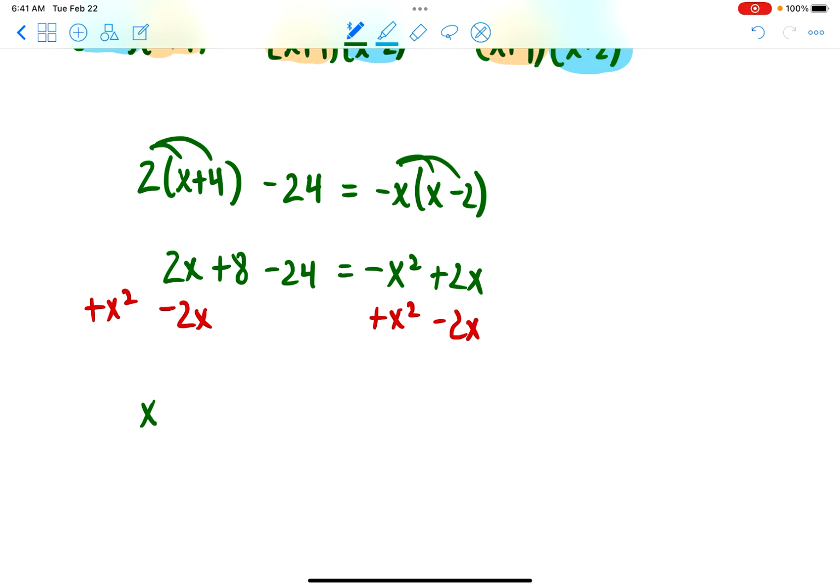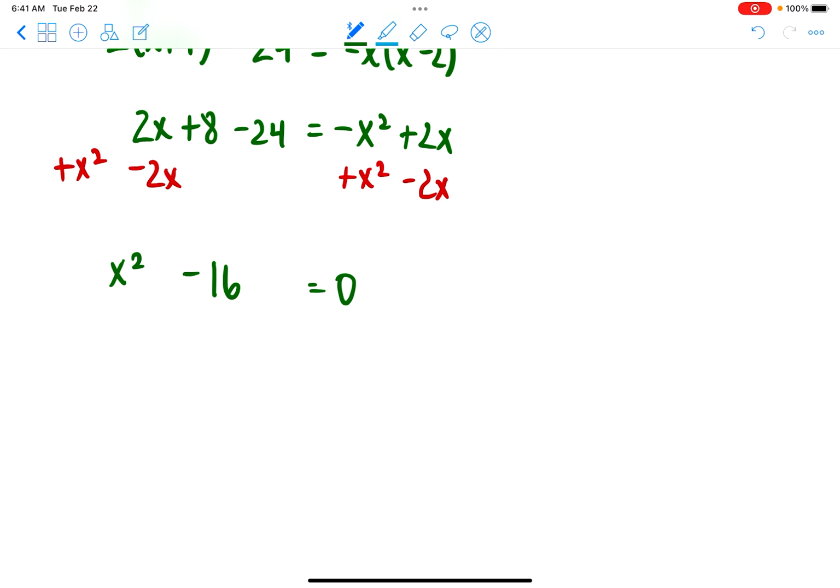Okay, what do we have here? x squared. On the right, we have 0. On the left, we have 2x minus 2x would be 0. 8 minus 24 would be minus 16. Okay, so we have x squared minus 16 is equal to 0. This would be a difference of squares. So you can either say, look, this is x plus 4 times x minus 4, set equal to 0, or you can just solve algebraically.